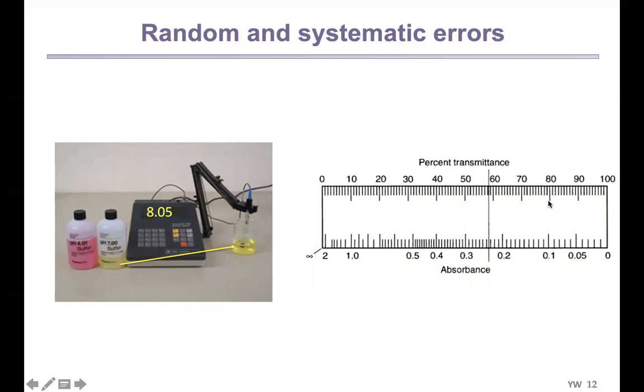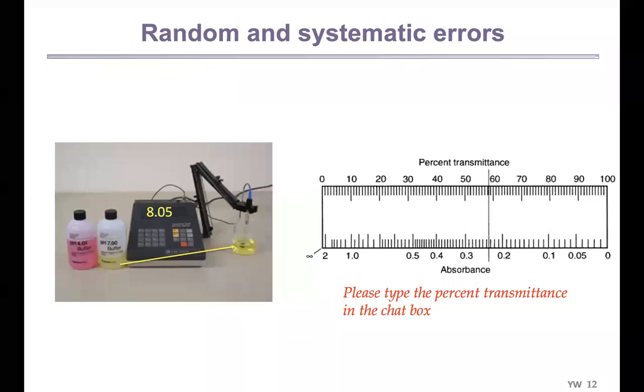So the next example is, let's say in this case you have a ruler, and it's not a ruler, but it's an indicator of a measurement of absorbance. The absorbance is showing to be here, and you have to read from the scale what is the percent transmittance. The absorbance has similar meaning to percent transmittance. There's a conversion formula which we will talk about later in the semester. But now let's just look at the percent transmittance. Can you go ahead and type your reading of the percent transmittance in the chat box?